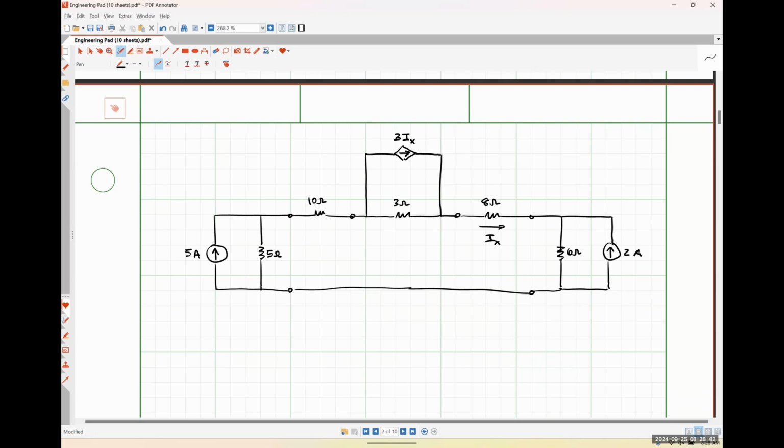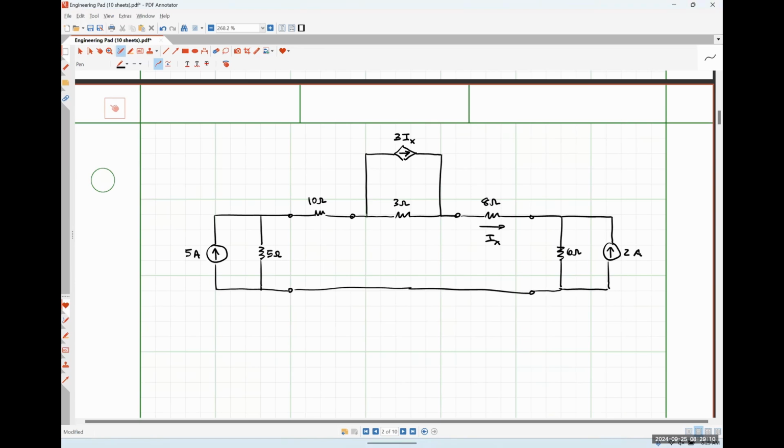Let's just say, for the sake of argument, our ultimate goal in this particular problem would be to determine the current Ix. So if I'm looking at this circuit, I can see that there are no resistors in series, there are no resistors in parallel, there are no current sources in parallel, there are no voltage sources at all. So there are no simplifications that I could possibly make based on all of our previous tools.